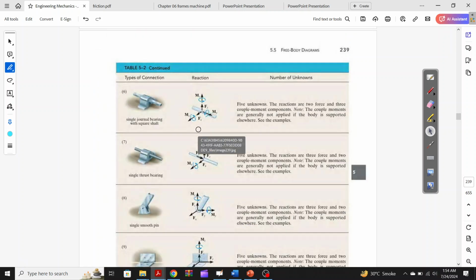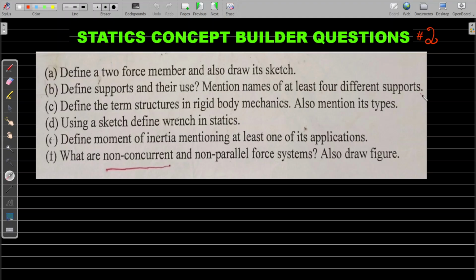So you have the option to answer by taking any three or four 2D supports, and you have to show their reactions. This is very important in order to get maximum marks. Okay, so this question is solved in this way. But be very brief and to the point.